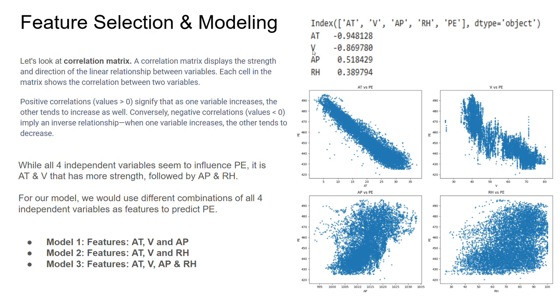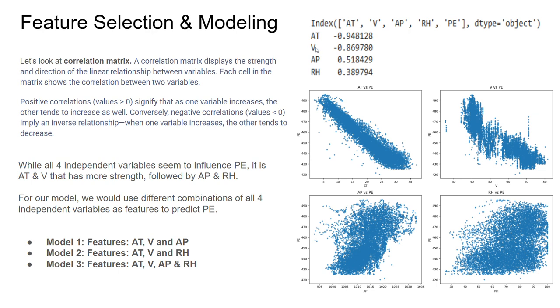So you can see two of the variables show the direction and have a strong strength closer to 1. And pretty much all four independent variables have some strength, but AT and V are more pronounced. All four influence, but AT and V would have a larger influence on the power generation output. Okay.